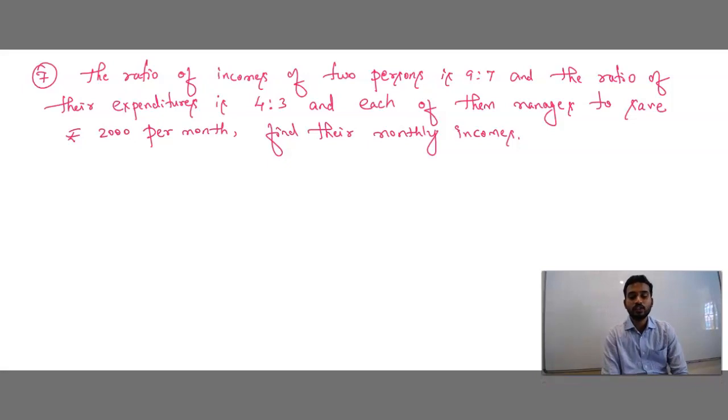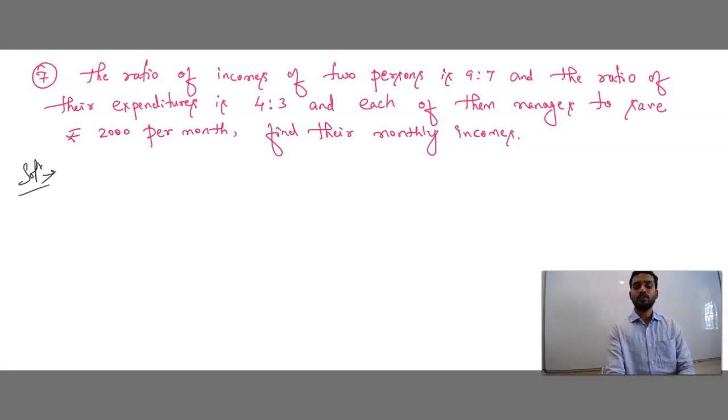The ratio of incomes of two persons is 9:7 and the ratio of their expenditures is 4:3, and each of them manages to save rupees 2000 per month. Find their monthly incomes. Solution: very easy question.